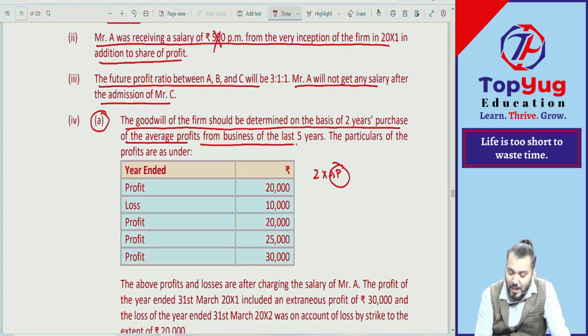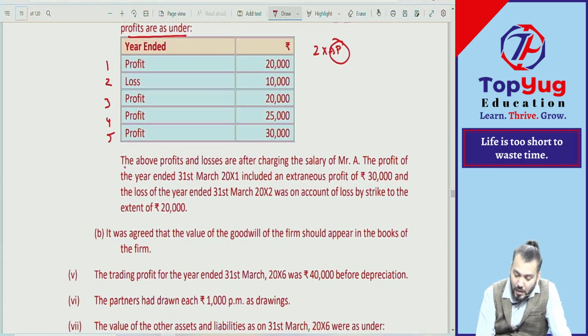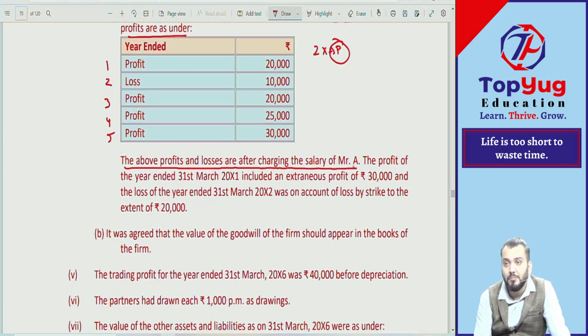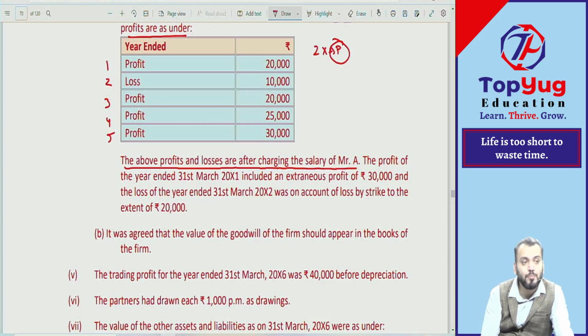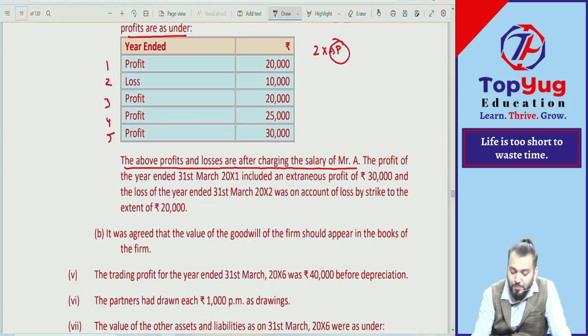From the business of the last 5 years, the particulars of the profit are as under: 1 year, 2 year, 3 year, 4 year and 5 year. They have given this. Okay, sir. The above profit and loss is after charging salary of Mr. A. But these are the past profits, and goodwill is based on future profit. So we are here to find out future profit. In future, they are not entitled to salary. From this profit, salary has already been deducted, so we'll add back salary.